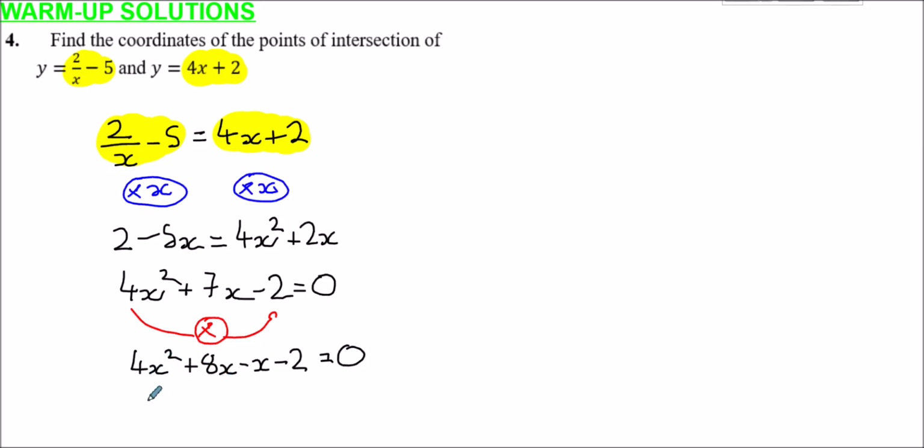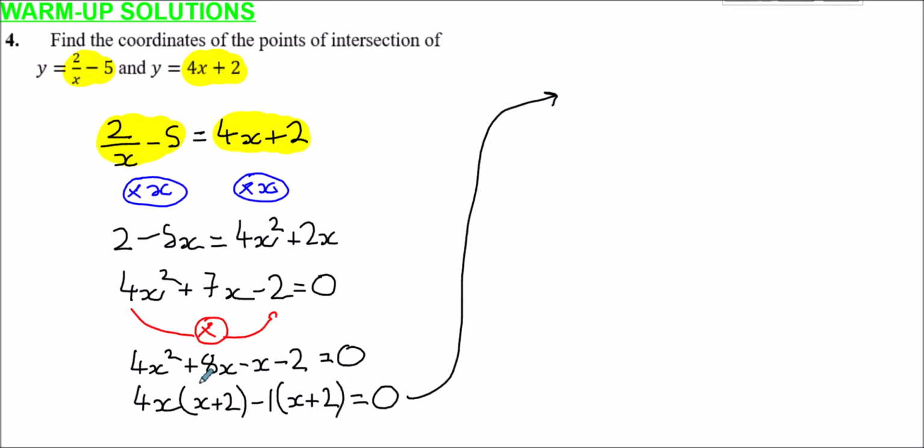So 4x squared plus 8x, we can factorise out a 4 and an x from that, which gives us x plus 2. And minus x minus 2 has a common factor of -1. And so in the brackets goes x plus 2. So now we can put the 4x and the -1 into its own bracket. We have x plus 2 equals 0. So we can see here there's going to be two different roots.